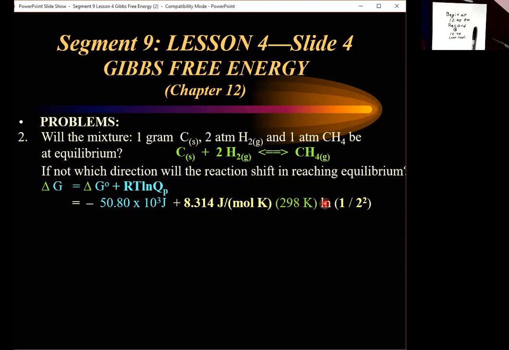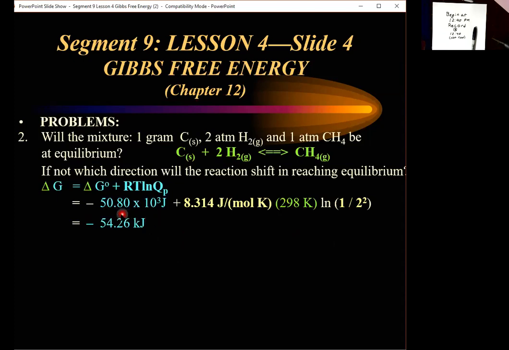Now, the ln of Q is the partial pressure of the CH4, which is 1 atmosphere, divided by the partial pressure of hydrogen squared. There's 2 of them. And so we've got it set up now to do the math. We get minus 54.26 kilojoules would be the delta G of this reaction.